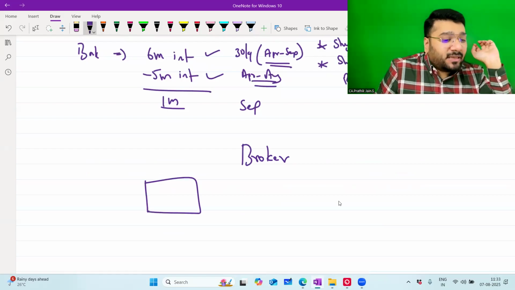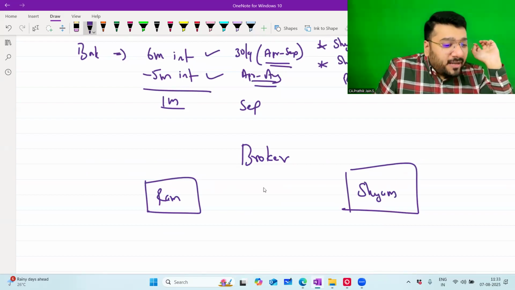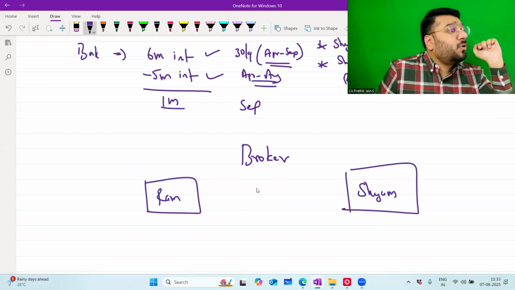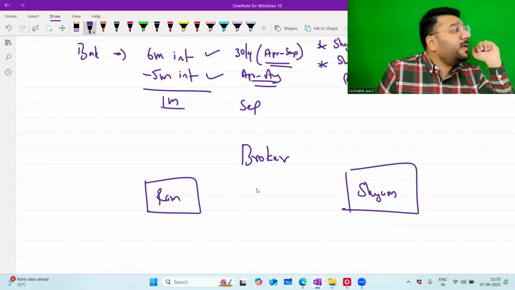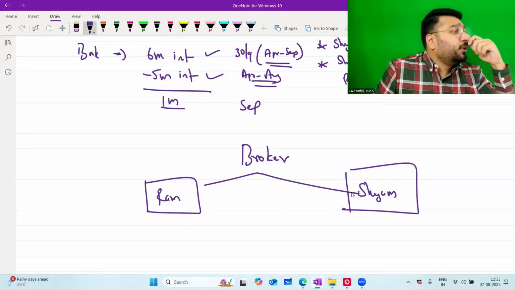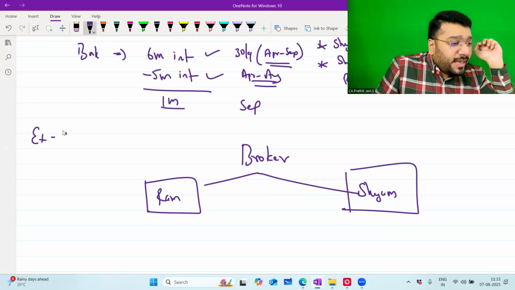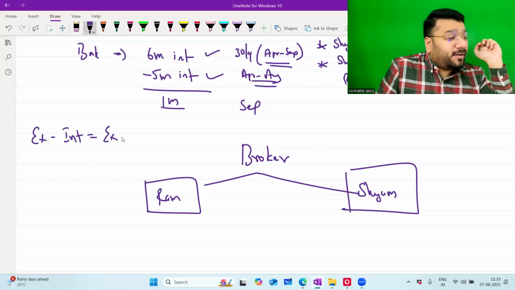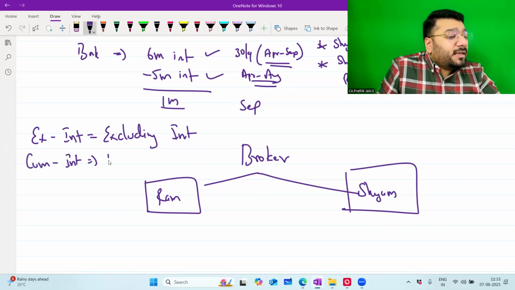This broker is the person who cracks the deal between the buyer and seller. Between Ram and Sham, they'll agree on one value at which the bond, the debenture, has been transacted. This value which the broker cracks between Ram and Sham could be a value of cum interest or ex interest. Ex interest means excluding interest. Cum interest means including interest.